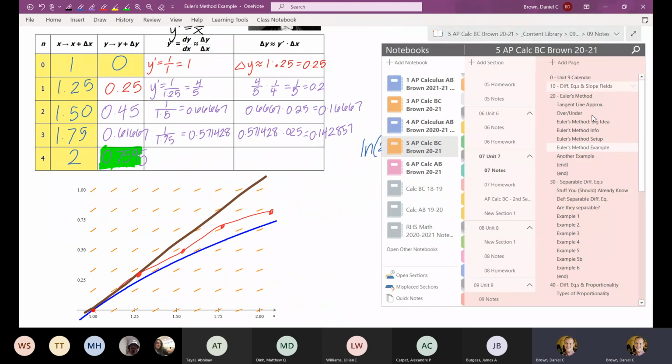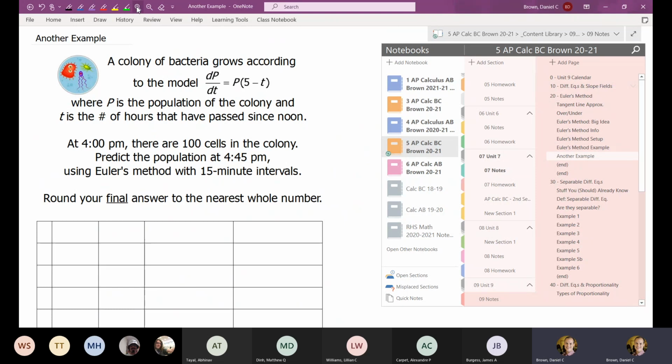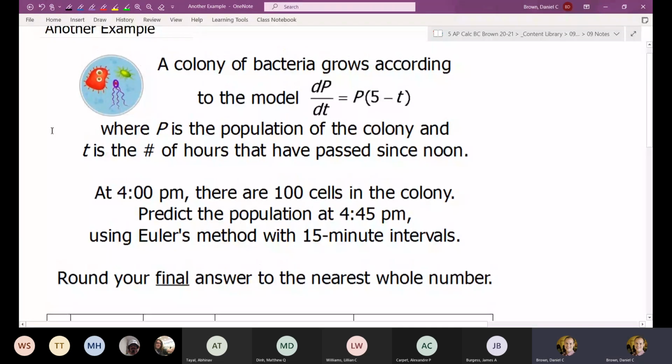All right, so let's do one that's a little bit more reasonable, because we know we can easily type in the natural log of 2 in a calculator. Here's a type of problem where Euler's method is going to be a lot more useful to us. I have a colony of bacteria. It is growing according to the model dP/dt equals P times (5 minus t). Since P is up top, P is basically the y coordinate, and t is acting as the x coordinate. And that is the population growth model for this bacteria.